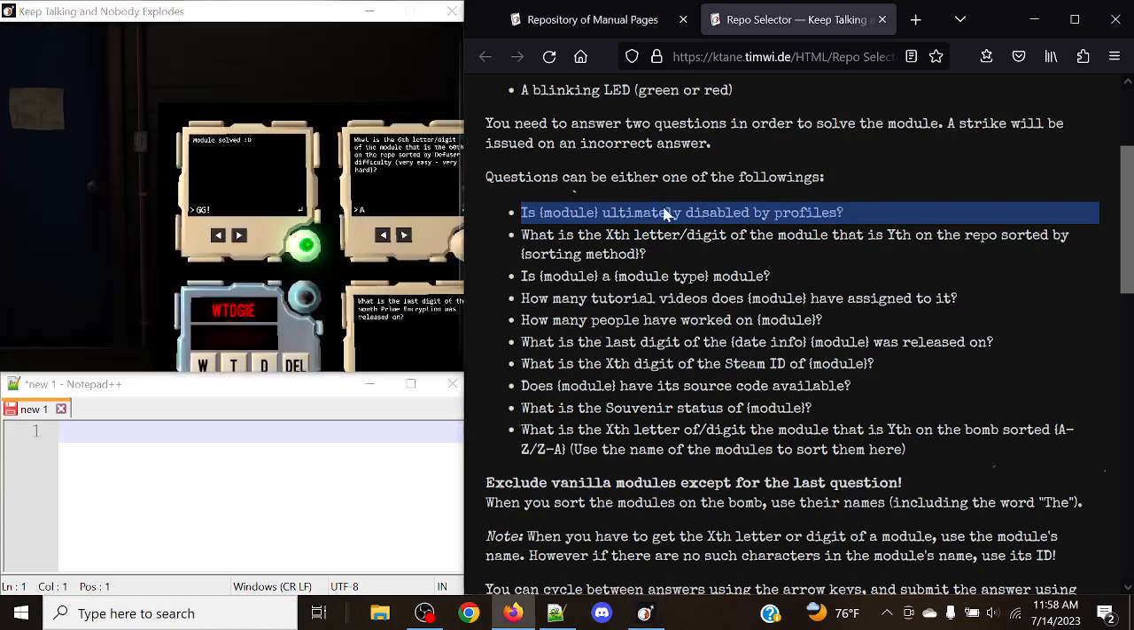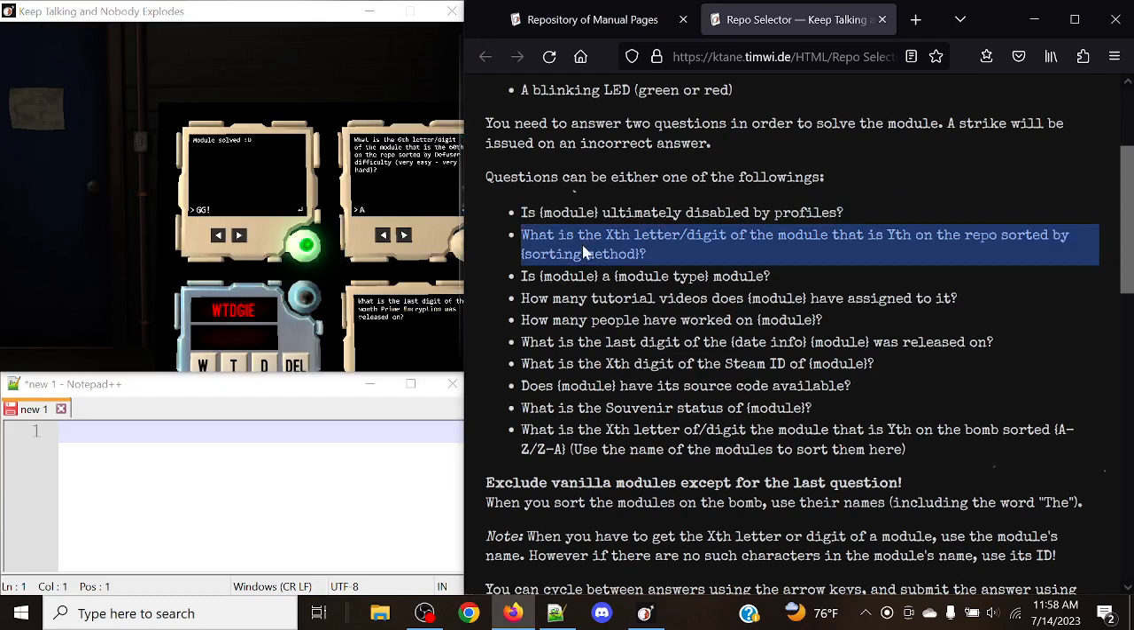So now, let's take a look at some of the other questions. What is the exif letter or digit of the module that is YF on the repo? Now, what exif and YF mean is that there are just two numbers that can be placed in there. So, for example, it could be: what is the fifth letter of the 1927th module on the repo?